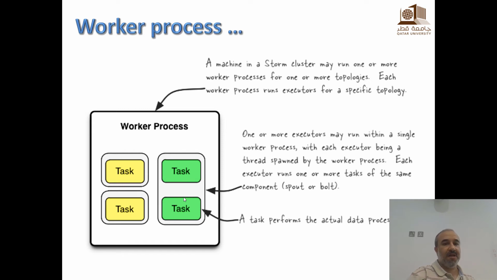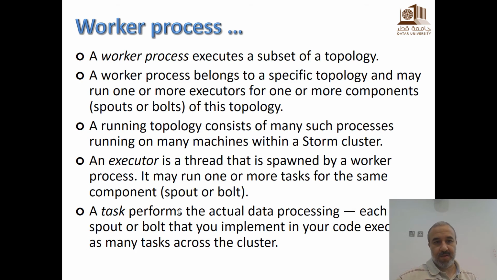Is this clear? Now each of these tasks is the actual processing element. Okay, let me make sure that we covered all of this here. So the worker process executes a subset of a topology, belongs to a specific topology, and may run one or more executors. An executor is a thread. It may run one or more tasks. I think we covered everything.